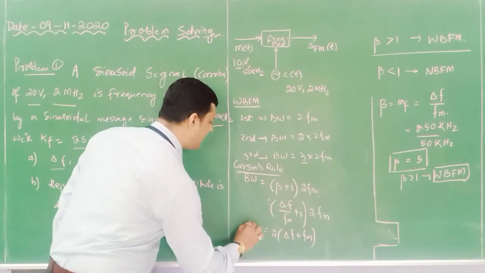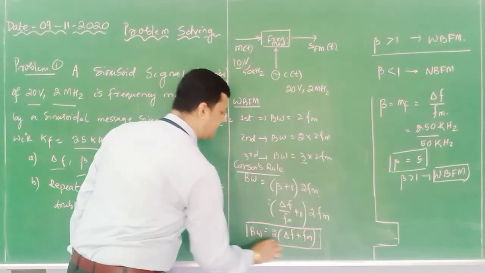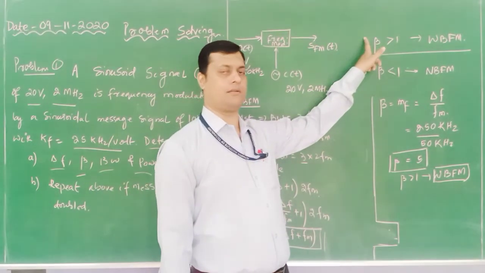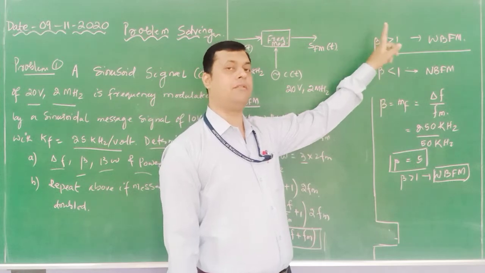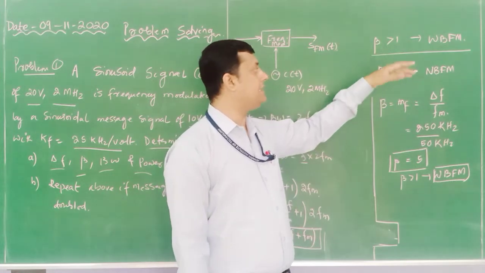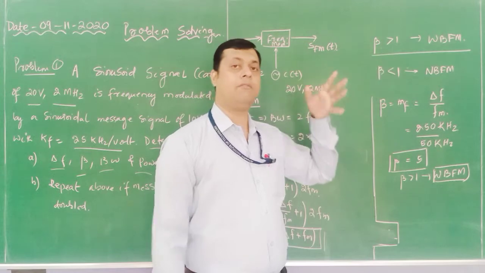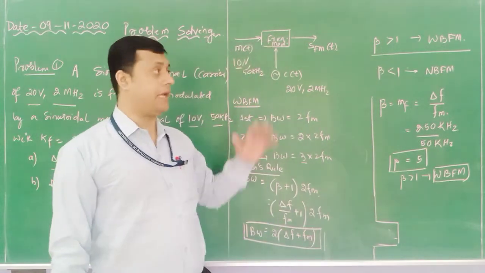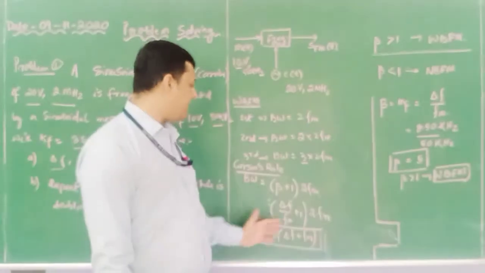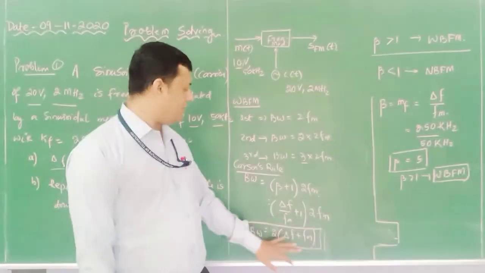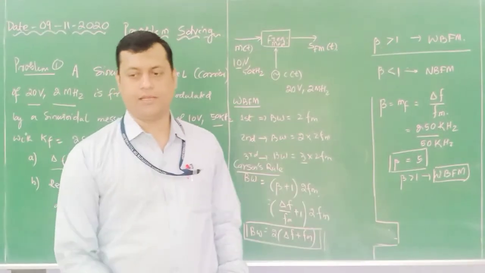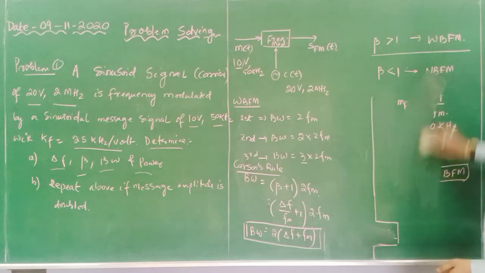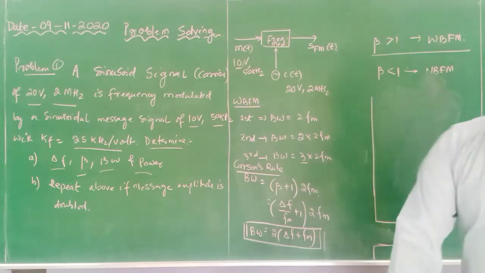So this will be the bandwidth of an FM signal if the beta value is greater than 1. If it is less than 1, your bandwidth will become 2fm. No need to worry, because it is the same as your AM signal. But if it is WBFM, your bandwidth will become twice of del f plus fm. Now I will substitute this beta value to determine the bandwidth.